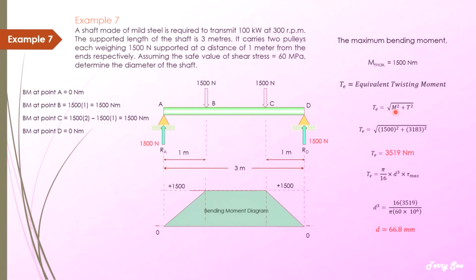So TE is the square root of M squared plus T squared. Look at this first. M is the maximum bending moment. So the first thing we have to calculate is the maximum bending moment. What we need to do is consider a reference plane starting from the left-hand end again. You ignore everything to the left. When you refer to the reference plane, which we are placing at A, it only refers to everything towards the right.